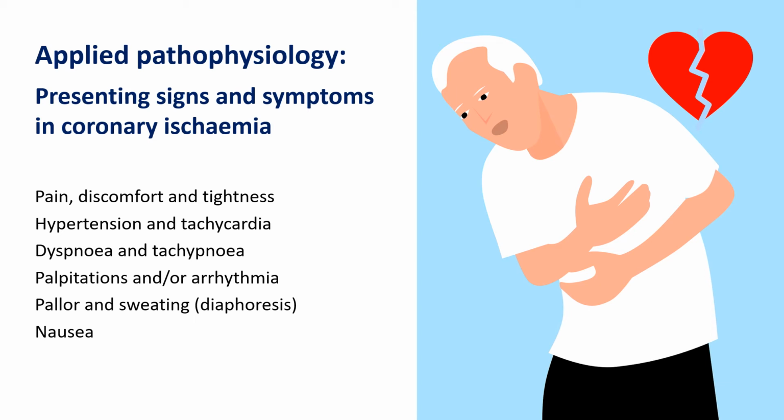Our applied pathophysiology is where we look at the signs and symptoms. So obviously, the first one we're going to talk about is going to be pain, cardiac chest pain, the old classic. Discomfort, tightness, and bear in mind, of course, not all patients have all of that, particularly women. Hypertension and tachycardia. I wonder what would stimulate that. Dyspnea, tachypnea, palpitations, arrhythmia, pallor, sweating, and nausea. Let's have a look at those one by one.